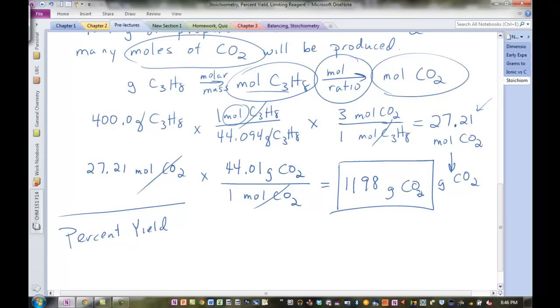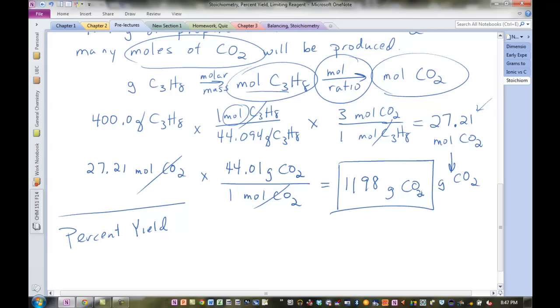Percent yield. Different reactions are going to have different percent yields, some higher, some lower. It could be because of impurities in the sample. It could be there are side reactions, and that you get multiple products. The reaction branches off in different ways. You could lose some product on some of the glassware you're using or whatever. So your percent yield will not be 100%.